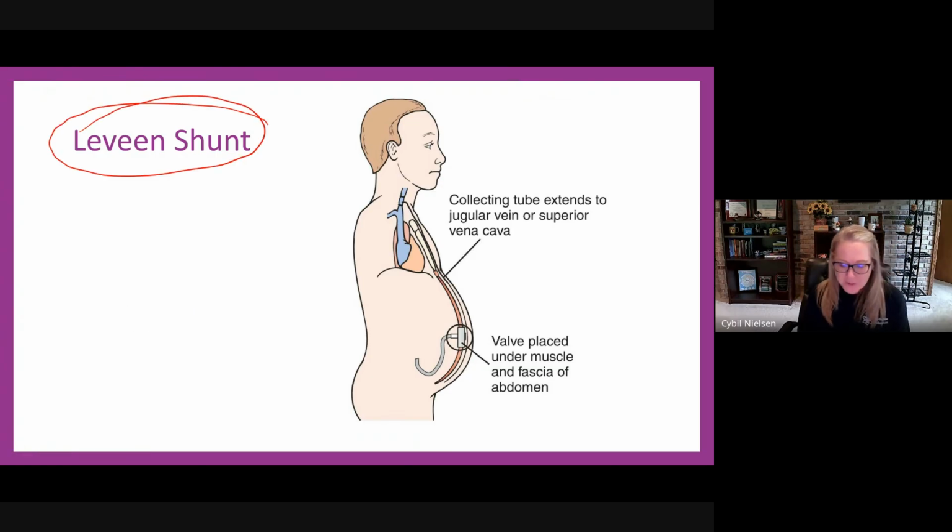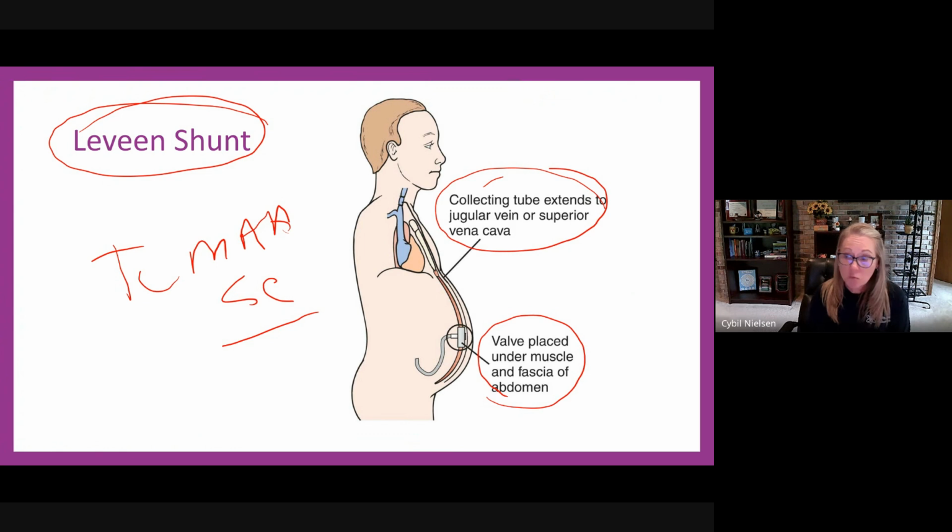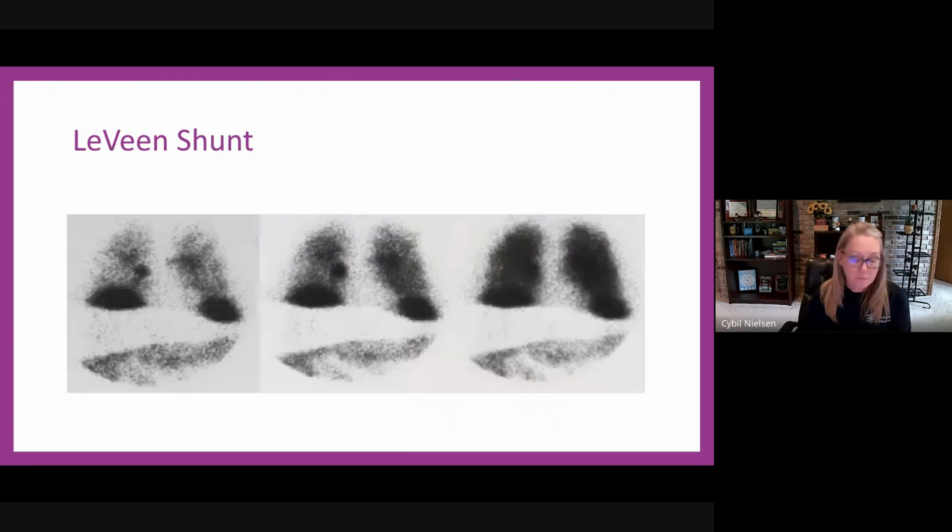LeVeen shunt. So this is a shunt that's placed in the patient's abdomen if they have cancer that's causing fluid buildup. And this shunt takes the fluid out of the abdomen and puts it back into circulation. So what we have to do is make the fluid radioactive and see where it goes. And we can use two things. We can use MAA or sulfur colloid. And the reason we want to use those two is because when it is picked up in circulation, we're either going to see lungs or liver. So this is what we're looking for. Here's the ascites where we injected, and we inject MAA. So we see lung activity, so we know the shunt is working.